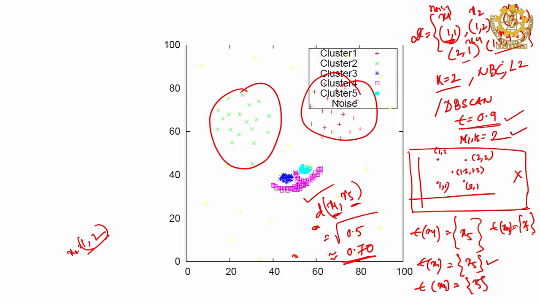Now, you go to the point x5. You compute the distance from x5 to x1. What is the distance?